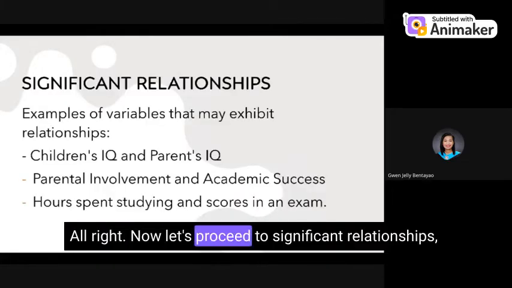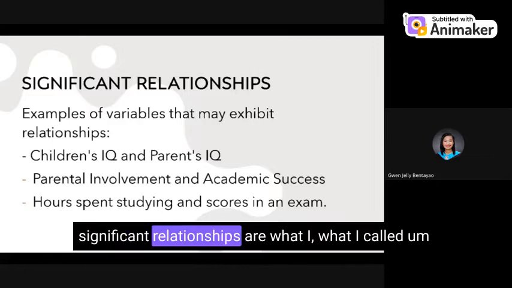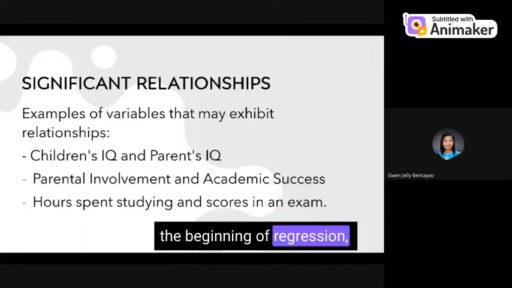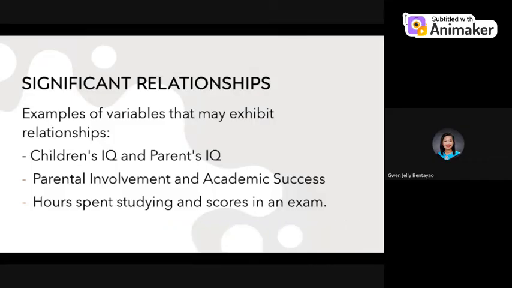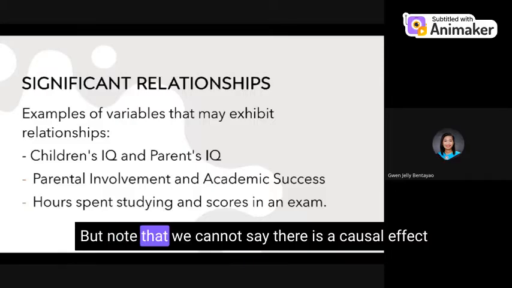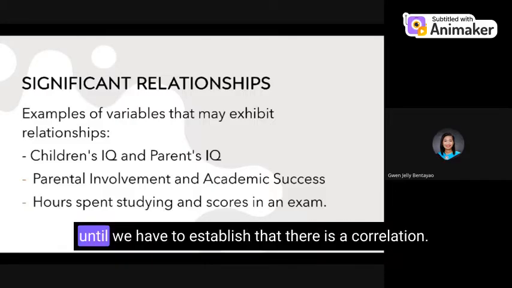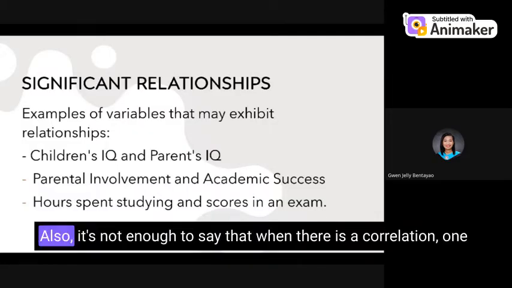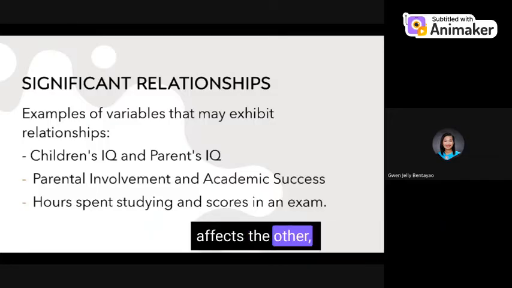All right, now let's proceed to significant relationships. Significant relationships are what I call the beginning of regression, the beginning of causal effect. But note that we cannot say there is a causal effect until we have established that there's a correlation. Also, it's not enough to say that when there's a correlation, one affects the other.